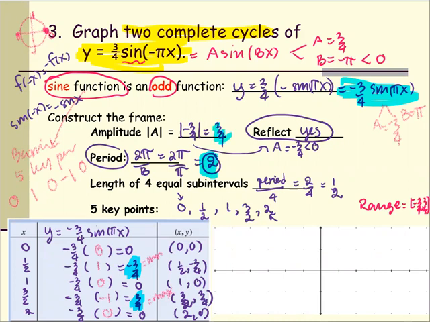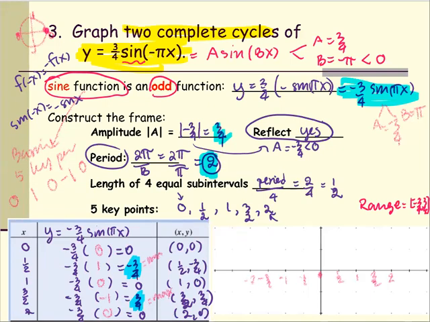Put it in the graphing area. For the first cycle, we do the increment of 1/2. So 0 here, 1/2, 1, 3/2, and then 2. And then extend to the left side of the XY plane, or the graphing area: negative 1/2, negative 1, negative 3/2, and negative 2.